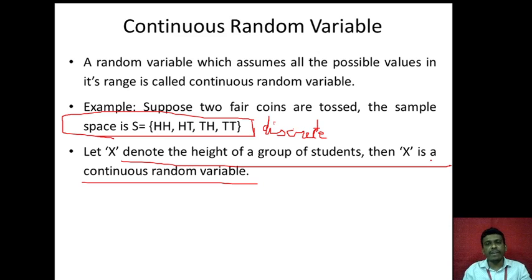For example, you can count the number of boys in the class. When you are counting the number of boys in the class, you get a discrete variable because you can count. You cannot say there are 5.6 boys. Either you will get 5 boys, 6 boys, 7 boys, 8 boys, so whole numbers. Whereas when it comes to a continuous random variable, it can be anything.